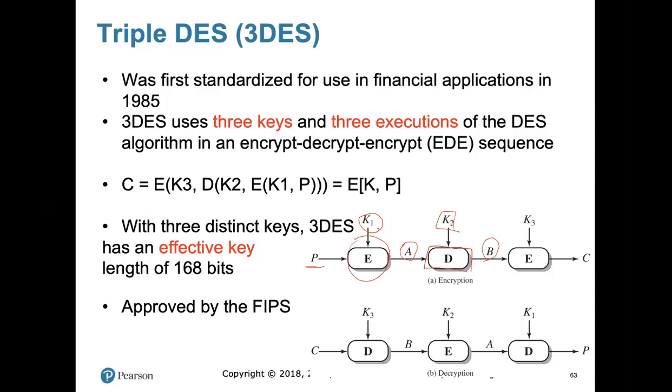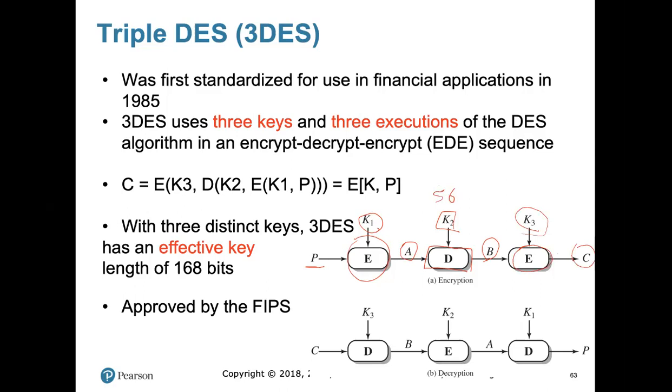And then what we get here, which is supposed to be some type of confusion and diffusion on B with respect to A. We again do another round of encryption on B using the third key. And what we get is called our actual ciphertext. And this way I explained that we can increase the key space from 56 that we used to have in basic or original DES.